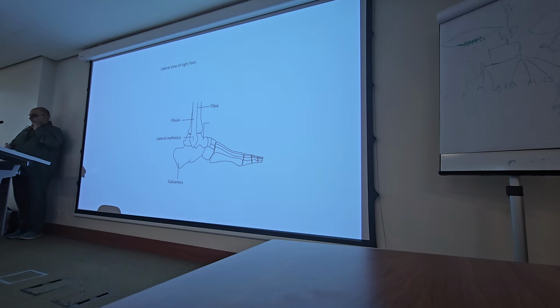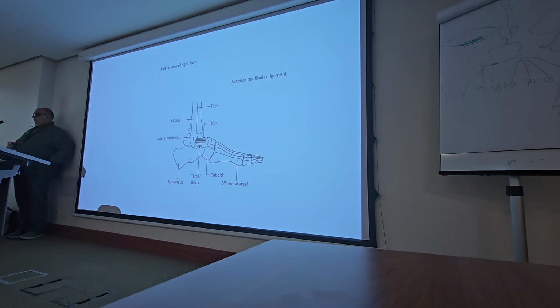Calcaneus, talus, just a sinus. This one is cuboid. My fifth metatarsal, and there is a ligament which is going forward from fibula to talus.